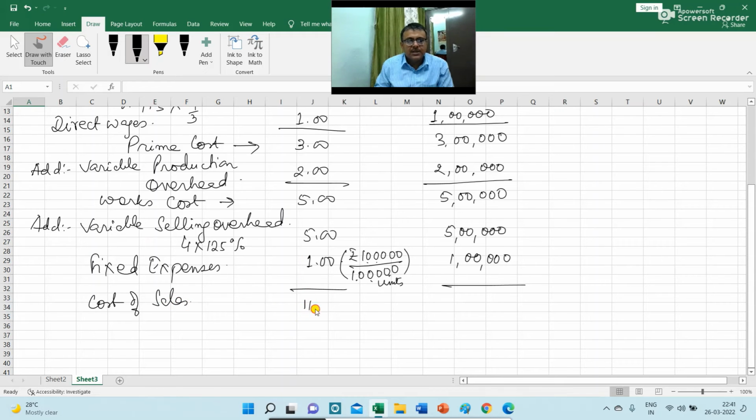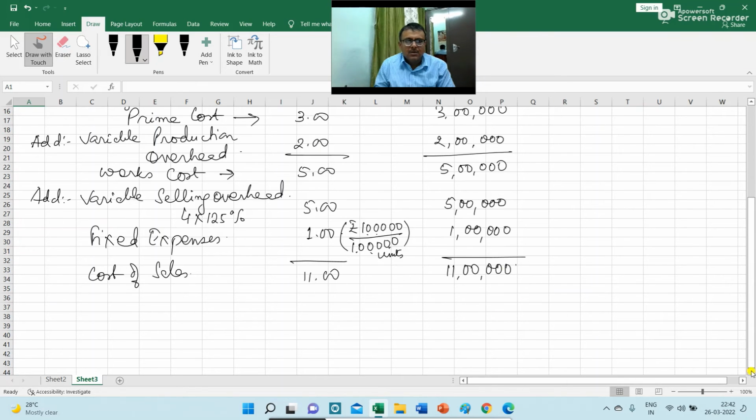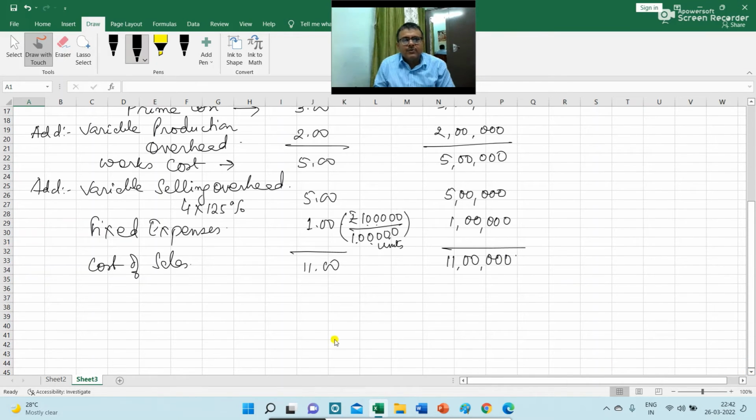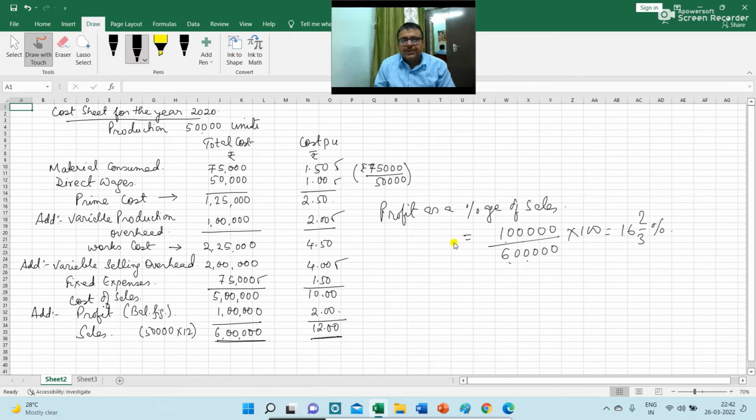Cost of sales is 11 rupees per unit and the total cost of sales is rupees 11 lakh. Now you have to calculate what will be the selling price per unit so that you will maintain the same level of profit as a percentage of sales. So in the year 2020, we have calculated the profit as a percentage of sales to be 16 2/3%.